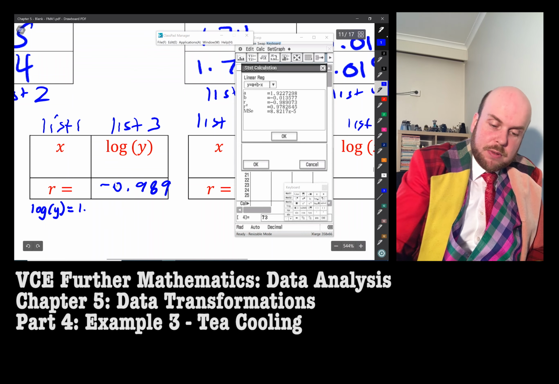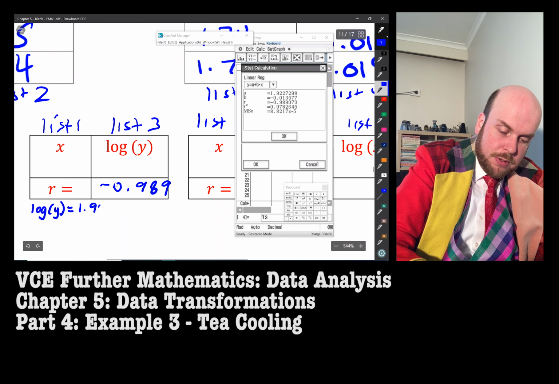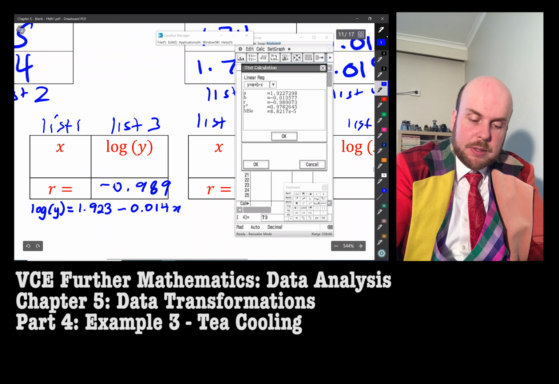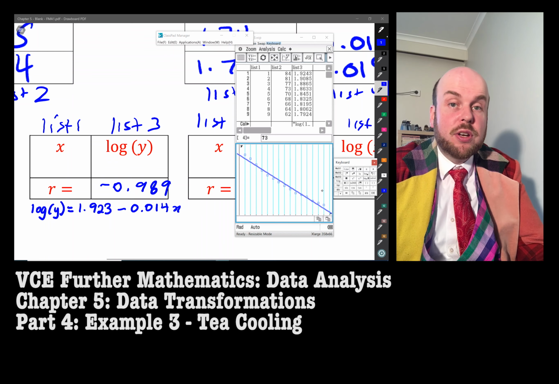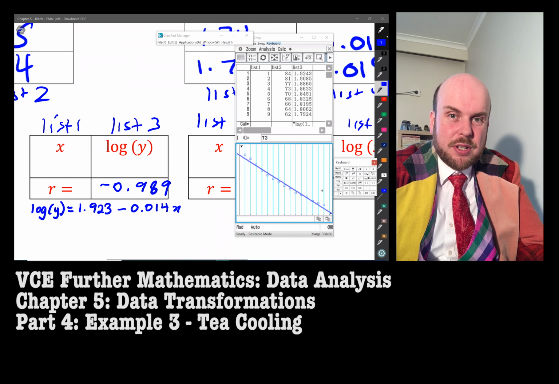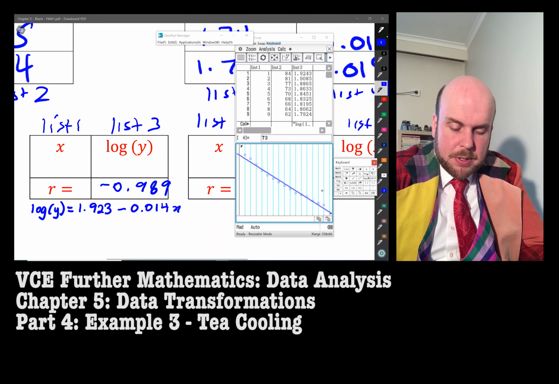And so the equation of this line would be log y is equal to 1.923 minus 0.014x. We may as well keep this to 3 decimal places. That's what it would look like. And let's see what it looks like. Oh yeah, it's still very much a non-linear curve at this point, so it hasn't done that much to change it. So if we bring up the residuals, it will still be very much a non-linear curve.